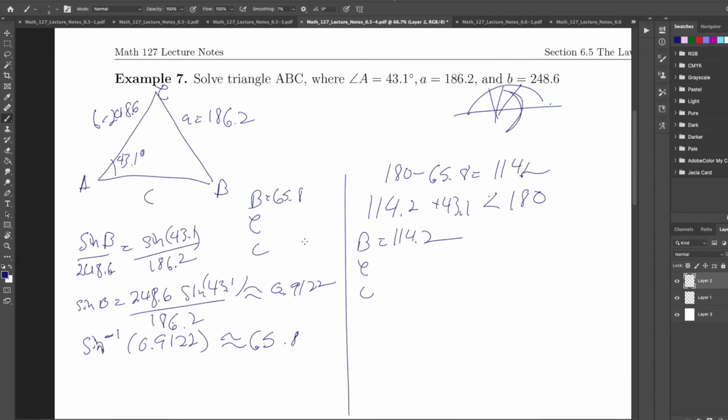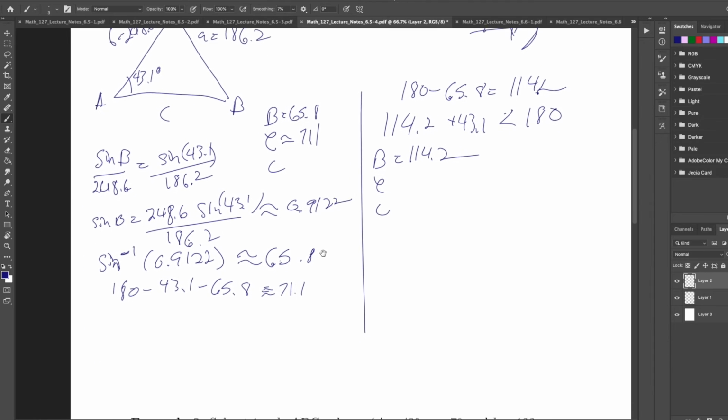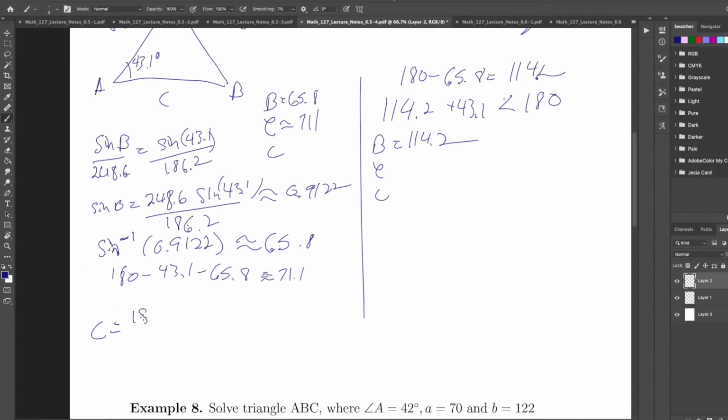Once we have these two, we can solve for C. And in this case, C is approximately, so 180 minus this and this will approximately give us 71.1 degrees. Okay, so 180 minus the 43.1 minus the 65.8 gives us approximately 71.1 degrees. And with that information, I can solve for c. And here, 182.